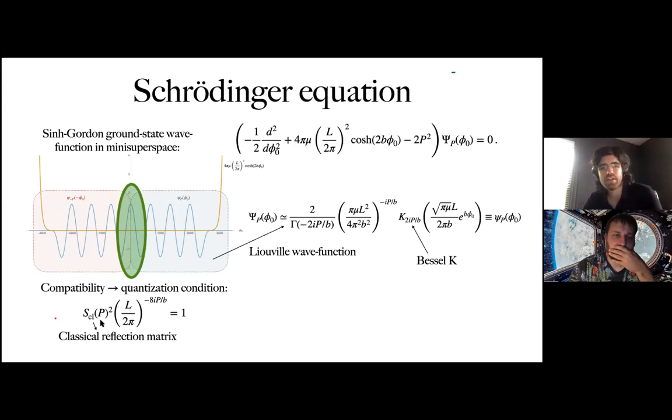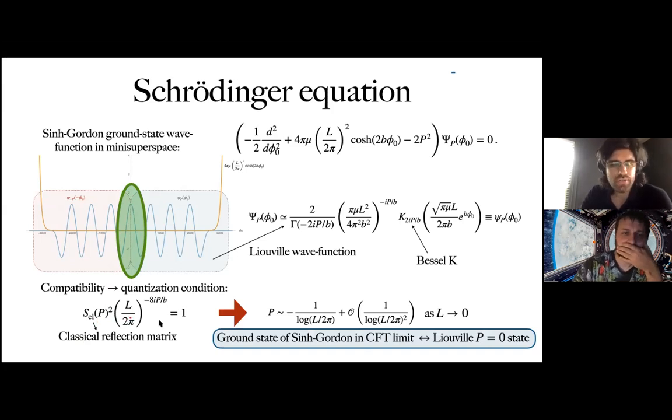So this is a quantization condition which can be used to relate P and L, alternatively to the previous relation where it was related through the central charge. Now if we try to solve this equation, you see that for L very small, P also decays, so that we get to the conclusion that the ground state of the sinh-Gordon in the CFT limit corresponds to a Liouville state with P equal to zero. Okay. So that's what we have to consider.